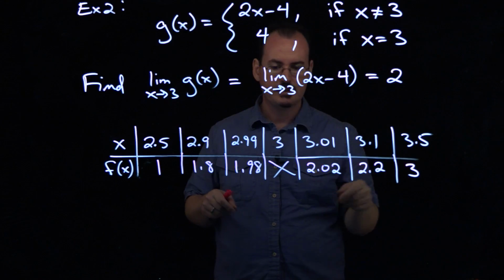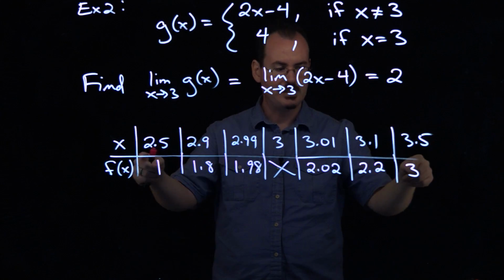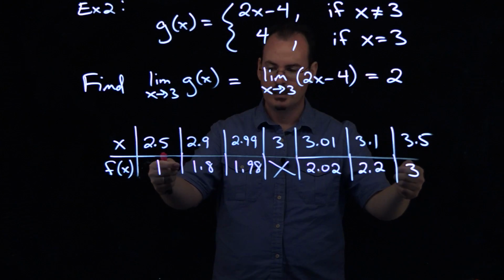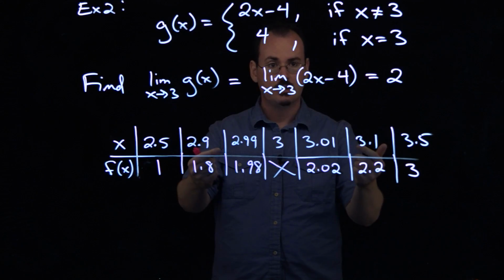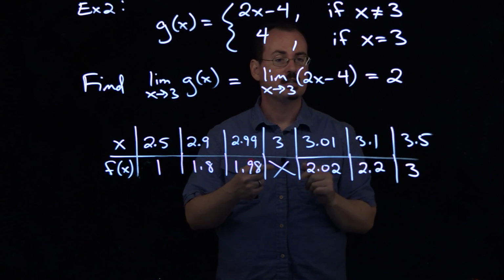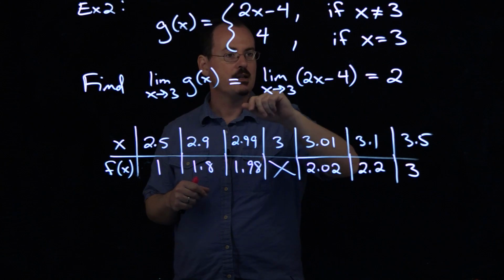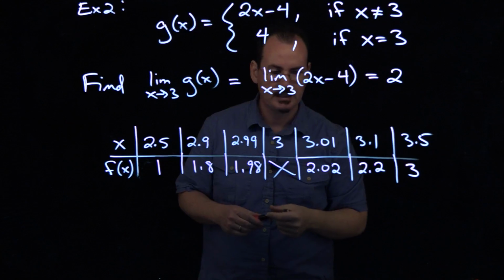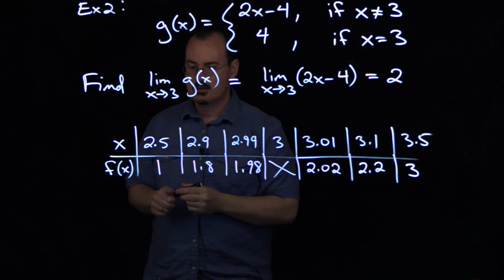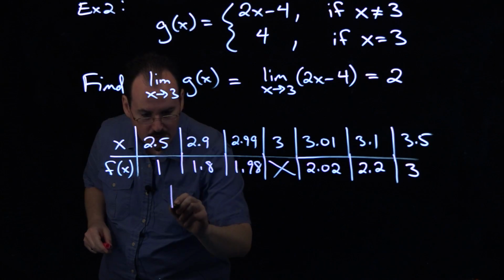And what you can notice is that the closer that we get to x equals 3, the closer these values, the y values, seem to be getting to what number? It looks like 2. So that is why we conclude that this limit is actually 2. Notice as well that if I took that number 3 and just plugged it right in there, I would get 6 minus 4, which is equal to 2. Not a coincidence.